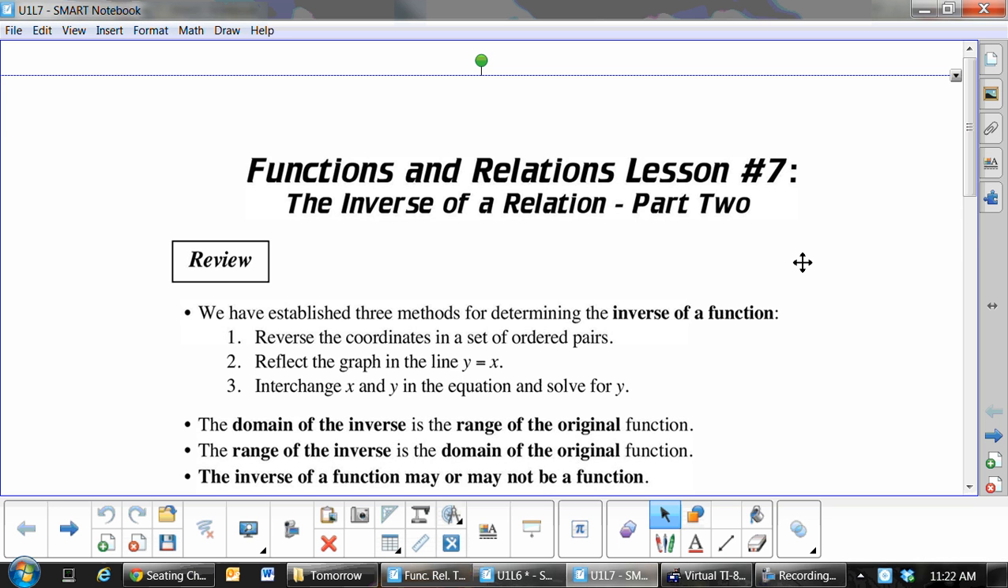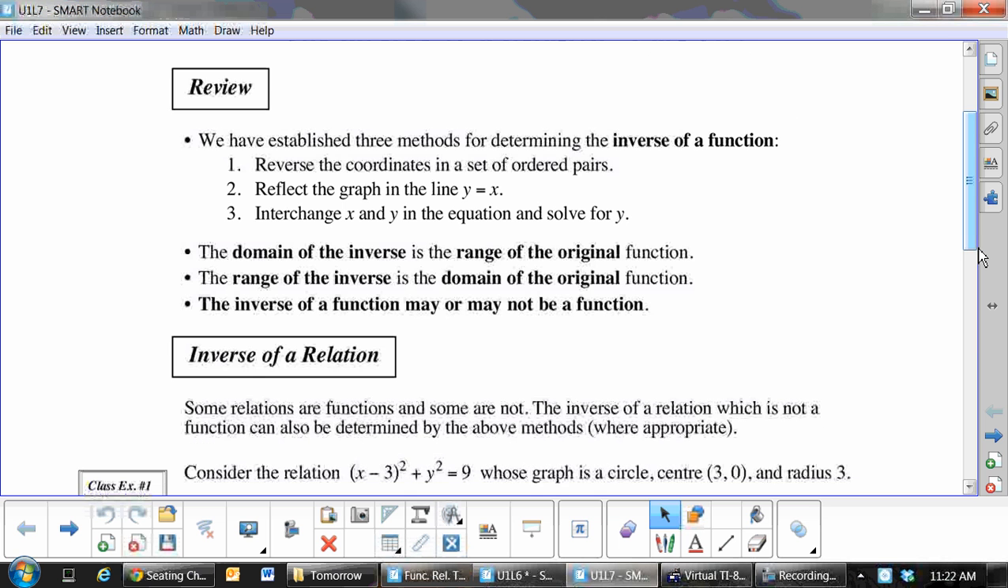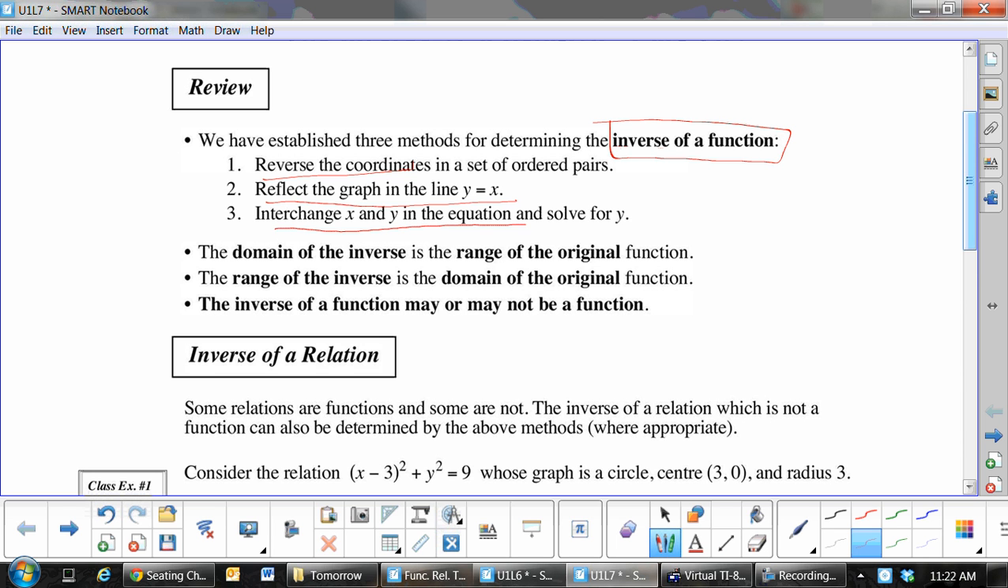So just to sum up what we've done, to do the inverse of a function, you reverse the coordinates. It is a reflection on the line y equals x. You interchange x and y and solve for y. We'll do that in a second. The domain of the inverse is the range of the original. The range of the inverse is the domain of the original, and the inverse of a function may or may not be a function.